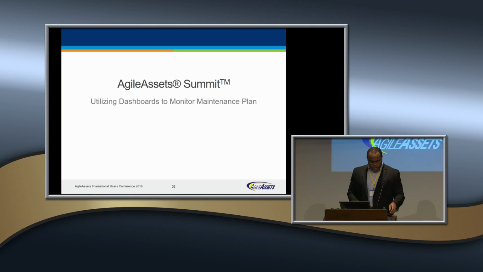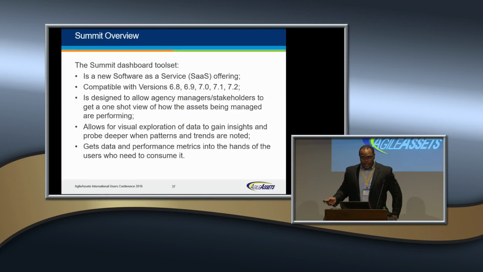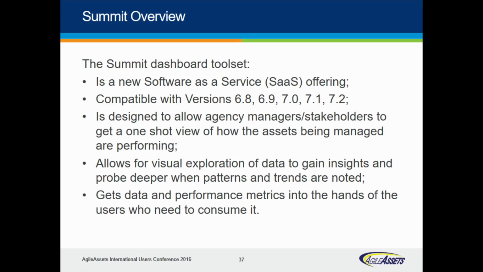Okay, so the next section is the Agile Assets Summit. We'll be looking at the dashboards and how they can tie in with the actual planning. The Summit Dashboard Toolset is a new software as a service, or SaaS, offering. As mentioned by Michael, it's compatible with 6.9 and up.